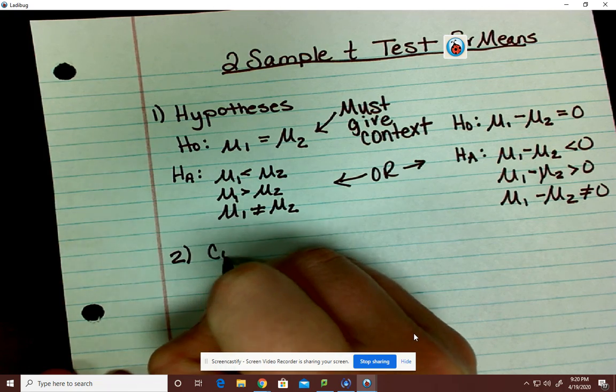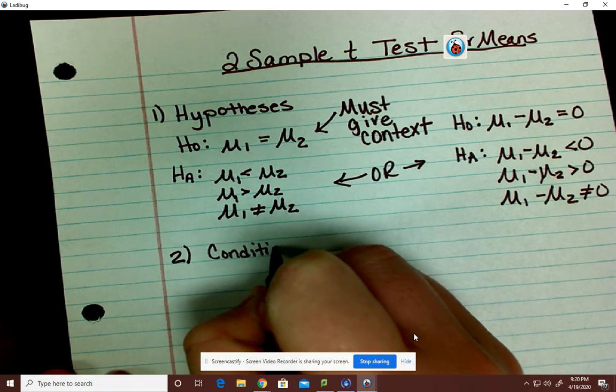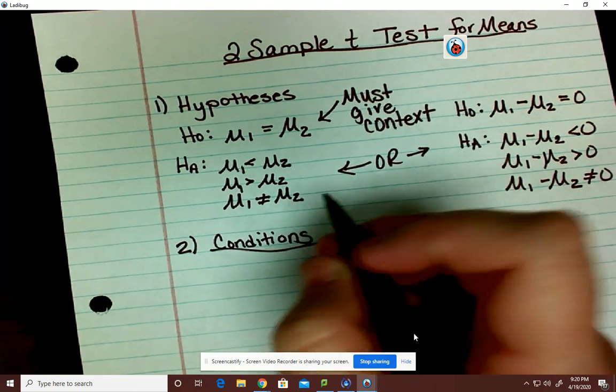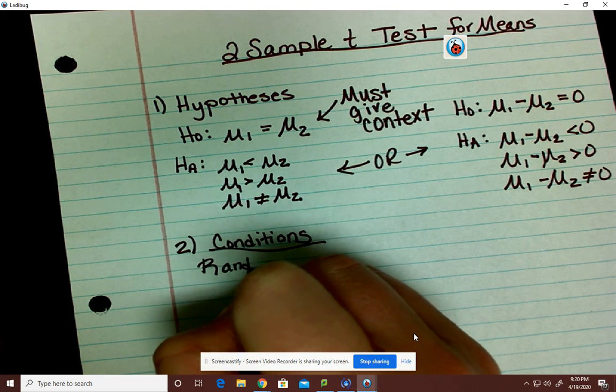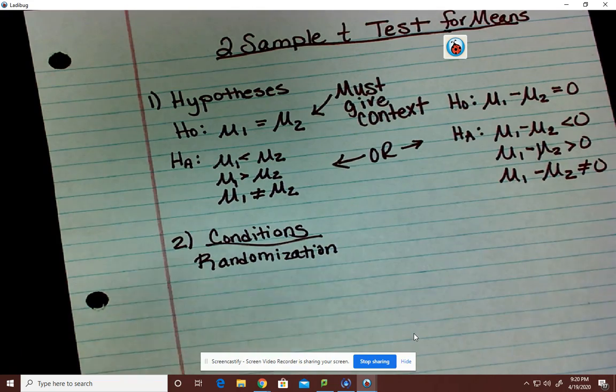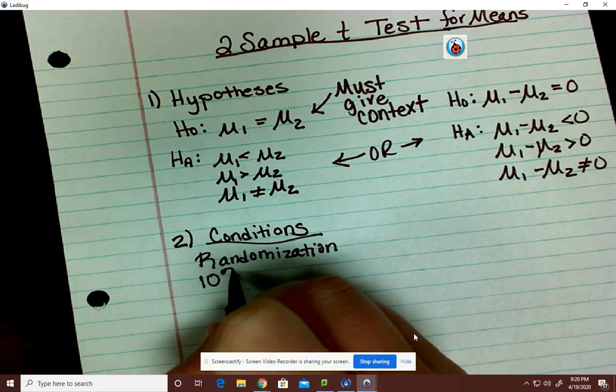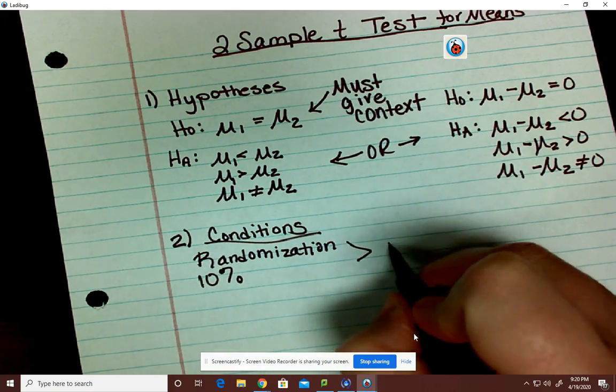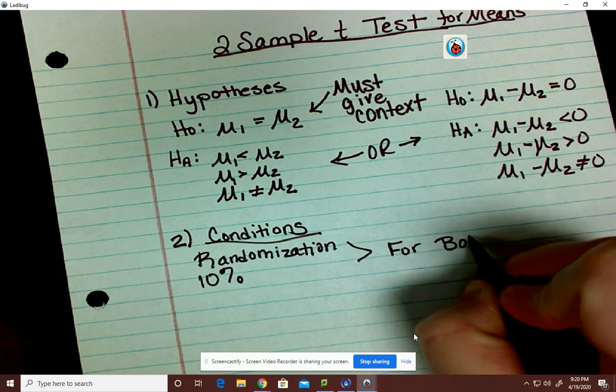All right, then our conditions. We have randomization. Now, looking at your work from last week, if it tells you that something is random, you need to say that. When it doesn't tell you is when you say, I assume it's representative of the population. But if it tells you it's randomly selected, you need to say it's randomly selected. 10%, we all know what that means. You need to do this for both samples. You can do it all in one sentence.